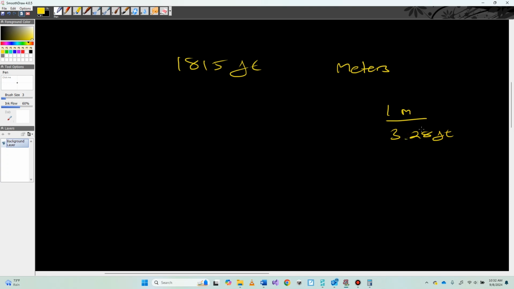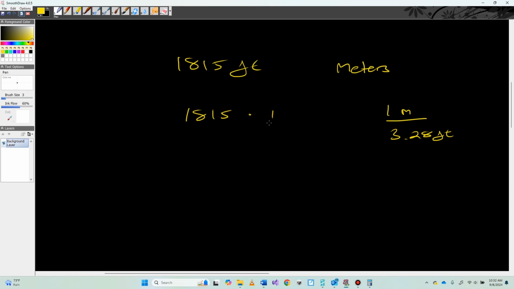Now, am I going to be writing this conversion factor as 1 over 3.28 or as 3.28 over 1? I won't know that until I know what I'm converting to and what I'm converting from. In this case, I am converting from feet to meters. So what goes in my numerator? Meters, that's what I'm converting to. So in this case, meters is in my numerator. So in this case, the conversion factor 1 over 3.28 is in fact what I want to be multiplying 1,815 to.